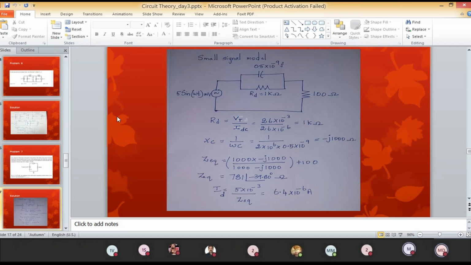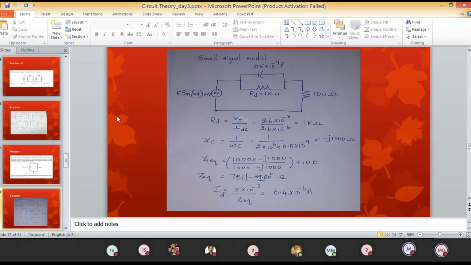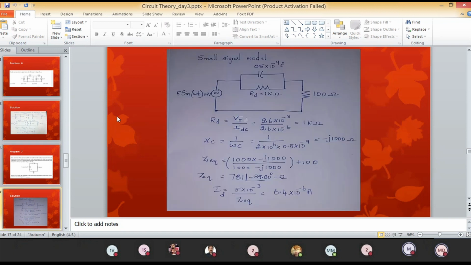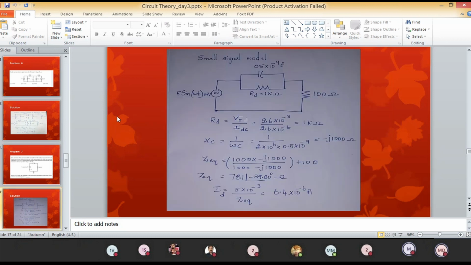Now what is the diode current? In the question given, the amplitude of the small signal component of diode current ID is equal to V. What is V? 5 sine omega t millivolts. So 5 into 10 power minus 3 divided by Z equivalent. So 6.4 microamps. He's asking up to 1 decimal place in microamps. Okay, it is 6.4 microamps.